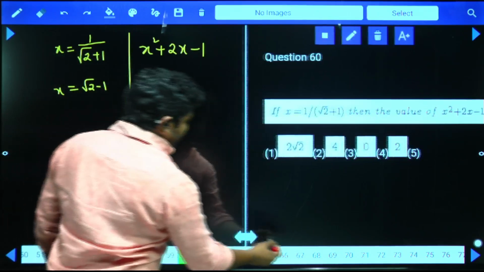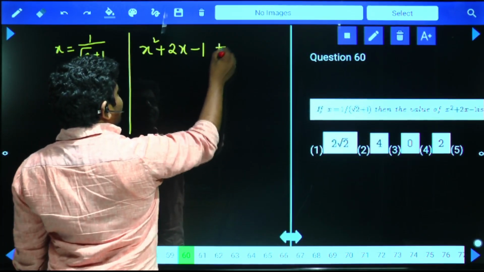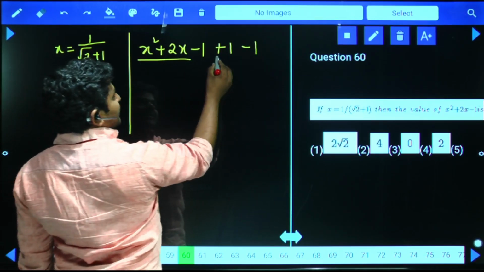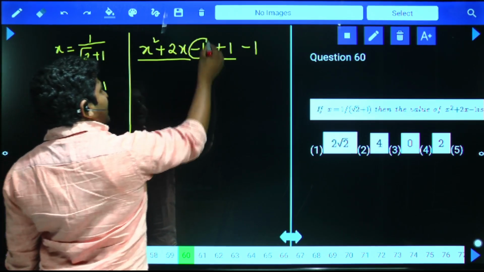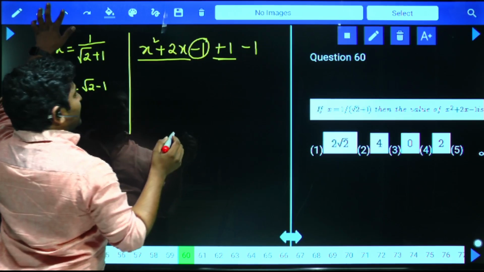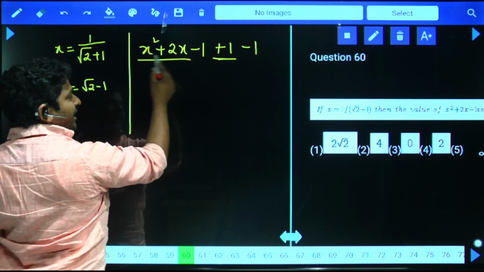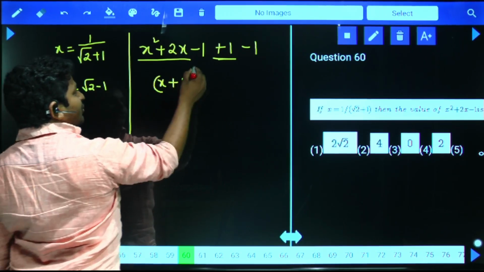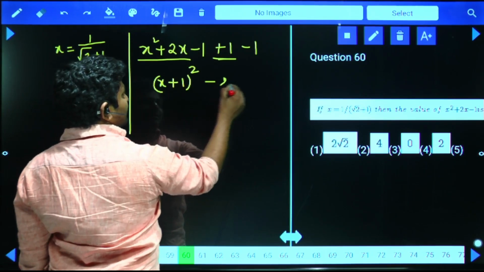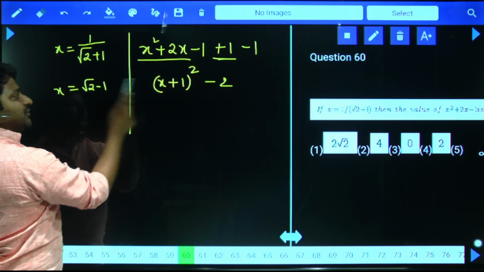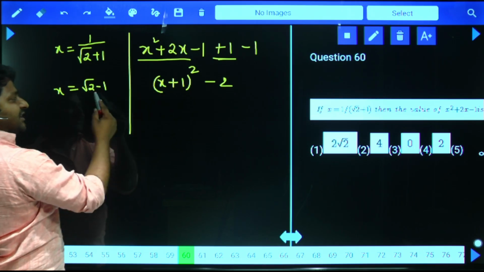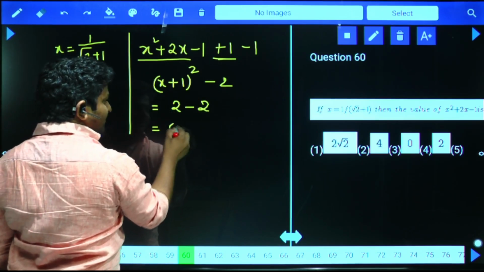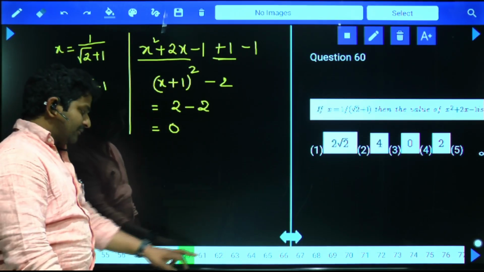Now to this number, I will just add plus 1 and then minus 1. X square plus 2x plus 1 minus 1 and minus 1 both we have. So first I will combine these values. X square plus 2x plus 1, that is equal to x plus 1 whole square minus 1 minus 1, that is equal to minus 2. You already know x value is root 2 minus 1 plus 1. Plus 1 minus 1 gets cancelled. Root 2 whole square, that is equal to 2 minus 2. Answer 0. Third option answer.